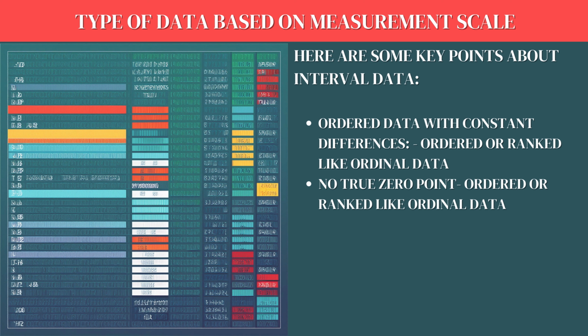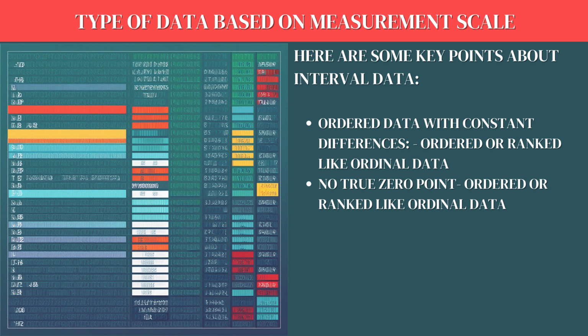Ordered data with constant differences. Interval data is ordered or ranked like ordinal data, but the difference between any two consecutive values is fixed or constant. For example, the difference between 10 degrees Celsius and 20 degrees Celsius is the same as the difference between 20 degrees Celsius and 30 degrees Celsius, which is 10 degrees.